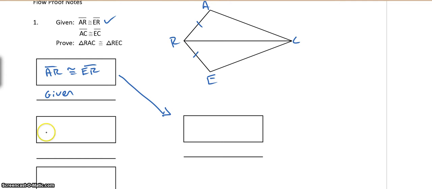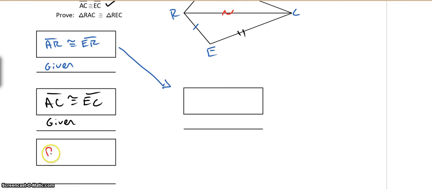Then we move on to our second given. AC is congruent to EC. That's given to us. We've proved something congruent. We check our diagram and mark it off. Now we have to go in search of the third piece because we're out of givens. So we see that RC is congruent to itself. So I'm going to say RC is congruent to RC because of the reflexive property.